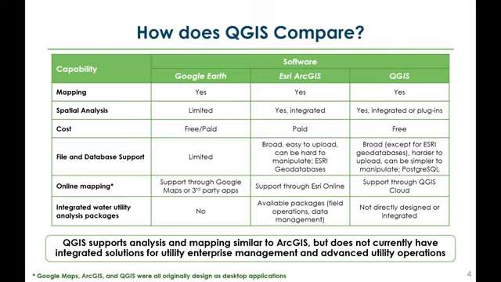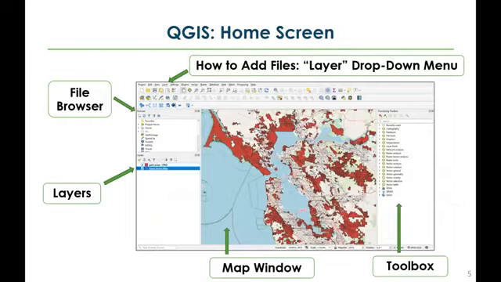So in summary, QGIS supports analysis and mapping similar to ArcGIS, but it doesn't currently have the integrated solutions for utility enterprise management and advanced utility operations that is supported through the commercial offerings of ArcGIS.